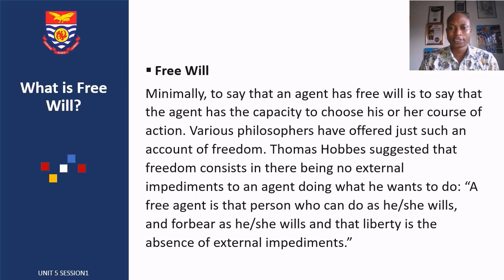Minimally, to say that an agent has free will is to say that that agent has a capacity to choose his or her course of action. Various philosophers have offered just such an account of freedom. Thomas Hobbes, for instance, suggested that freedom or free will consists in there being no external impediment to an agent doing what he or she wants to do. In other words, for him, a free agent is a person who can do as he or she wills and forbear as he or she wills, and liberty is the absence of external impediment.